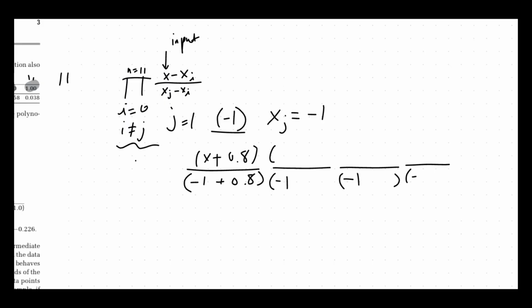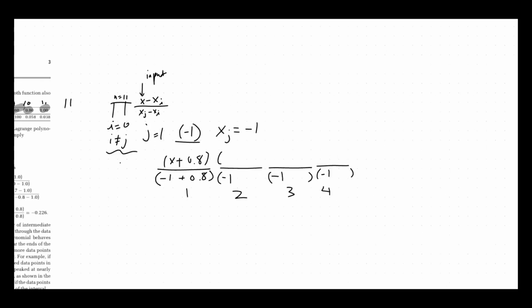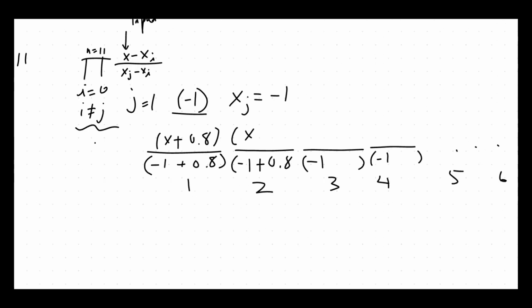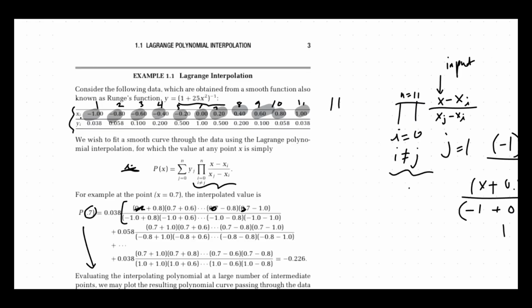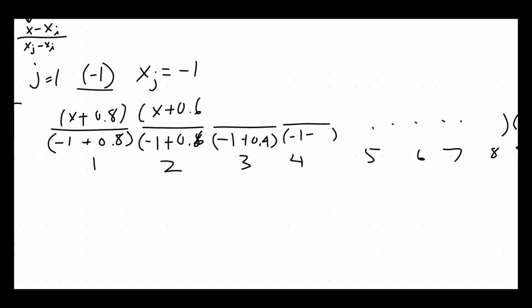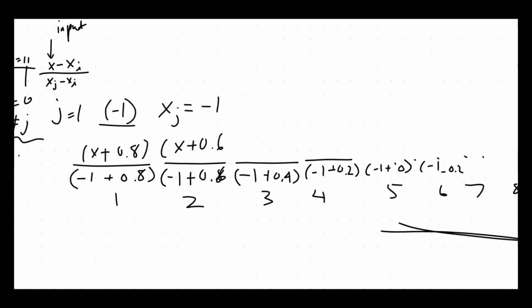Now there's 11 of them, so there should be 10 of these. 1, 2, 3, 4, 5, 6, 7, 8, 9, 10. So 0.8, and so the x, again, plus because it's a minus 0. No, what did 0.8? 0.6. And then again, after 0, it's all even, so it's a plus 0.4, plus 0.2, and it's going to be negative 1 plus 0, and it's going to be negative 1 plus minus 0.2, and then so forth for the rest of it. Now over here is going to be x plus 0.4, and so forth for the rest of it.